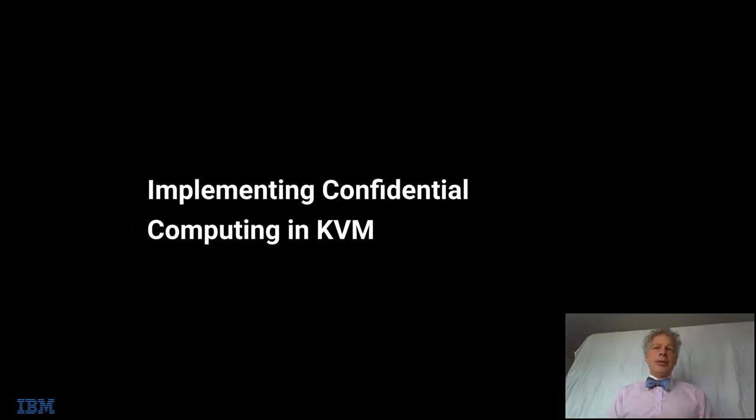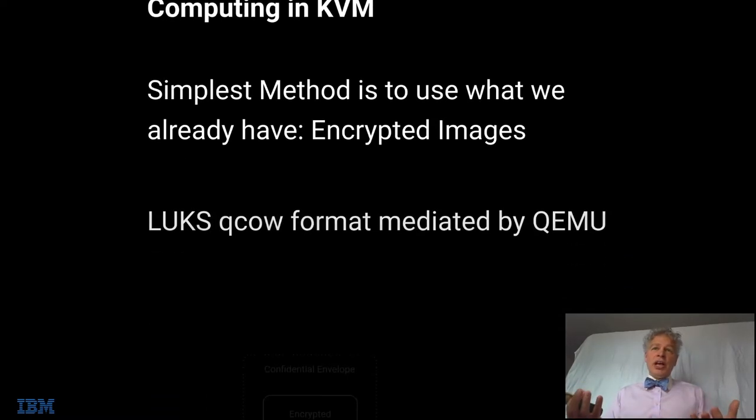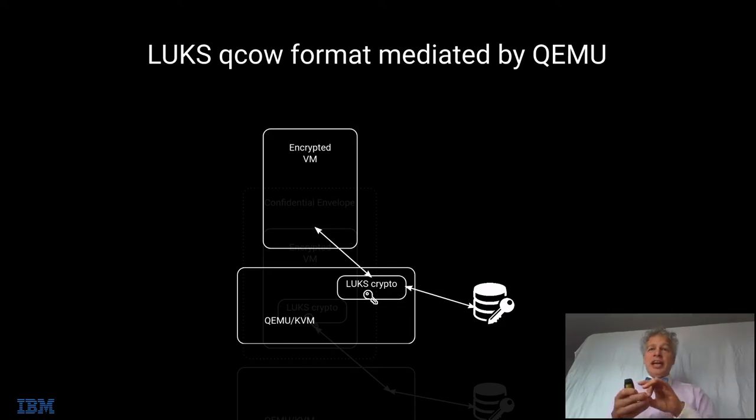So if you look at how we implement confidential computing in KVM, the simplest method is actually what we already have today. So KVM and QEMU already have a mechanism for actually handling encrypted images. And it's called the LUKS qcow2 format, and it's mediated by QEMU in user space. And what it actually means is this. You actually have to hand off a key to QEMU KVM, and it will actually use it to encrypt and decrypt the contents of an encrypted disk before it goes into the virtual machine.